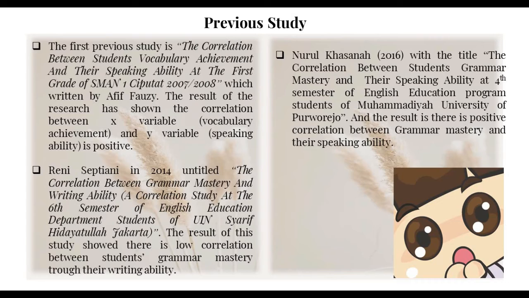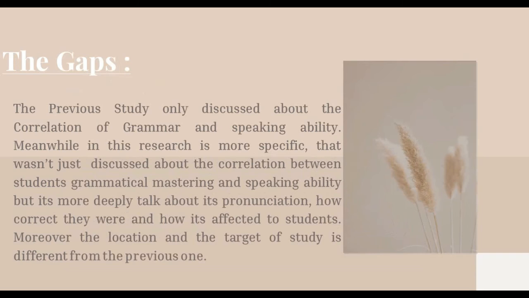And the last one, Nurul Hasanah 2016, with the title The Correlation Between Student Grammar Mastery and Their Speaking Ability at 4th Semester of English Education Program Students of Muhammadiyah University of Purworejo, and the result is there is a positive correlation between grammar mastery and their speaking ability. The gaps. So the difference between the previous study and the newest one is the previous study only discussed the correlation of grammar and speaking ability.